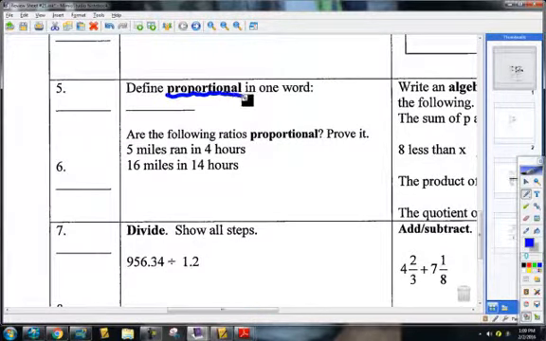Proportional. I don't know if this definition has been in our notes at all, but I know that for sure we've done it the last couple weeks on review sheets. So I would take a look at your review sheet number 20 or 19. One of those two, we had this exact question.